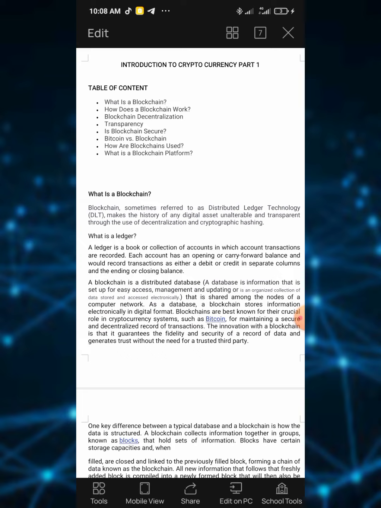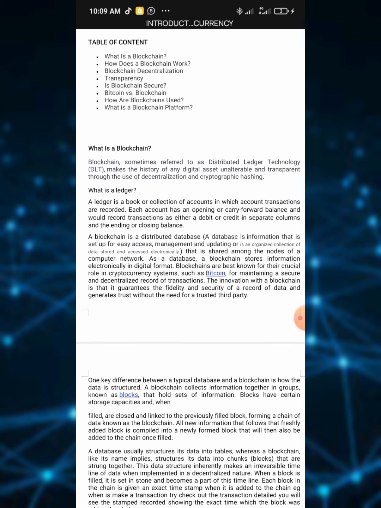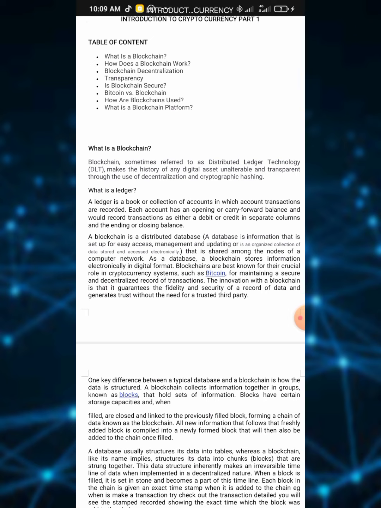So guys, it's simple to understand that blockchain is the same as a business ledger, where you record your daily transactions, your buying, your selling, your credits, your debits. It's just like a ledger where you record your daily business transactions. So it's the same as blockchain. The only difference is that blockchain is digital, while a ledger is physical and written in a book. So that's the only difference between the two.